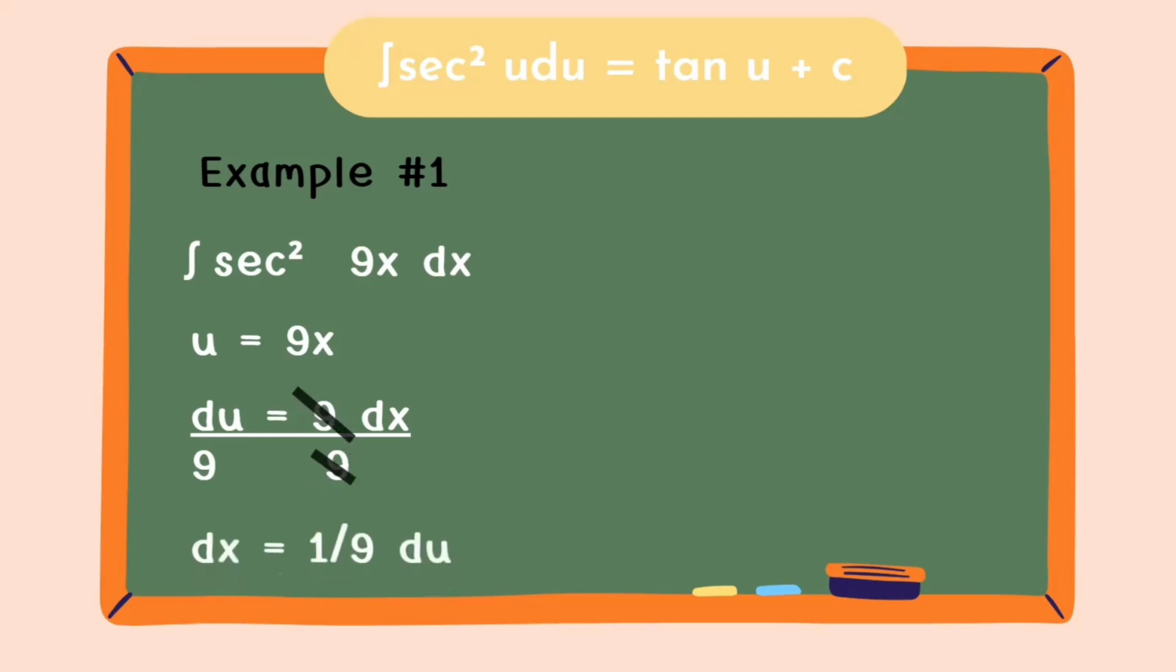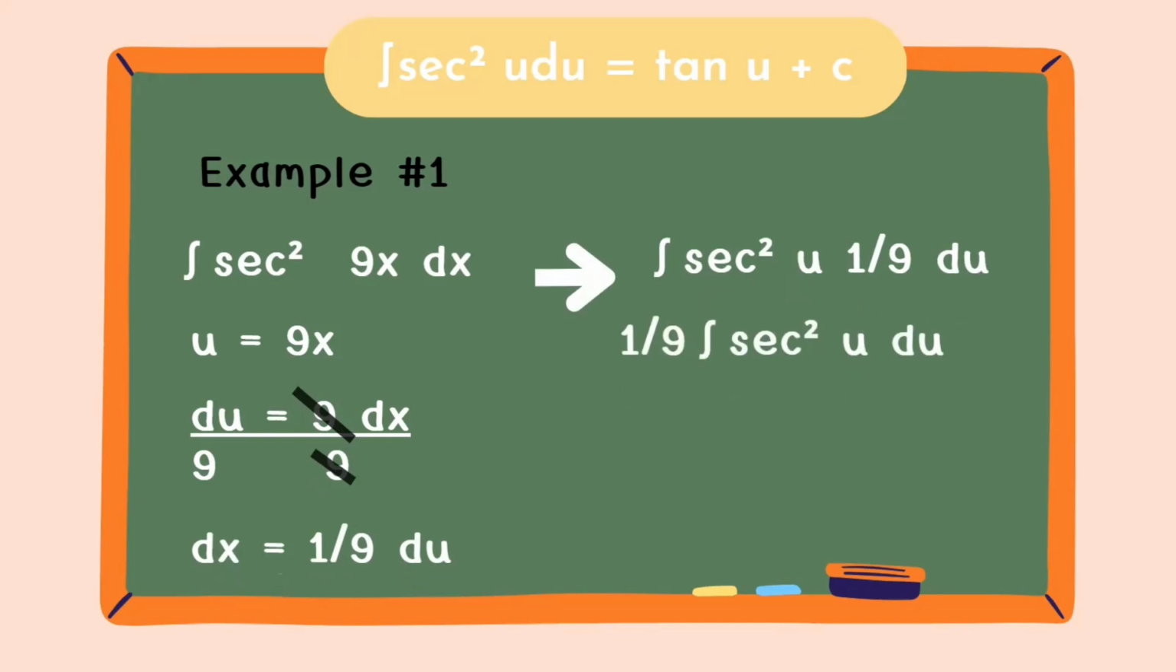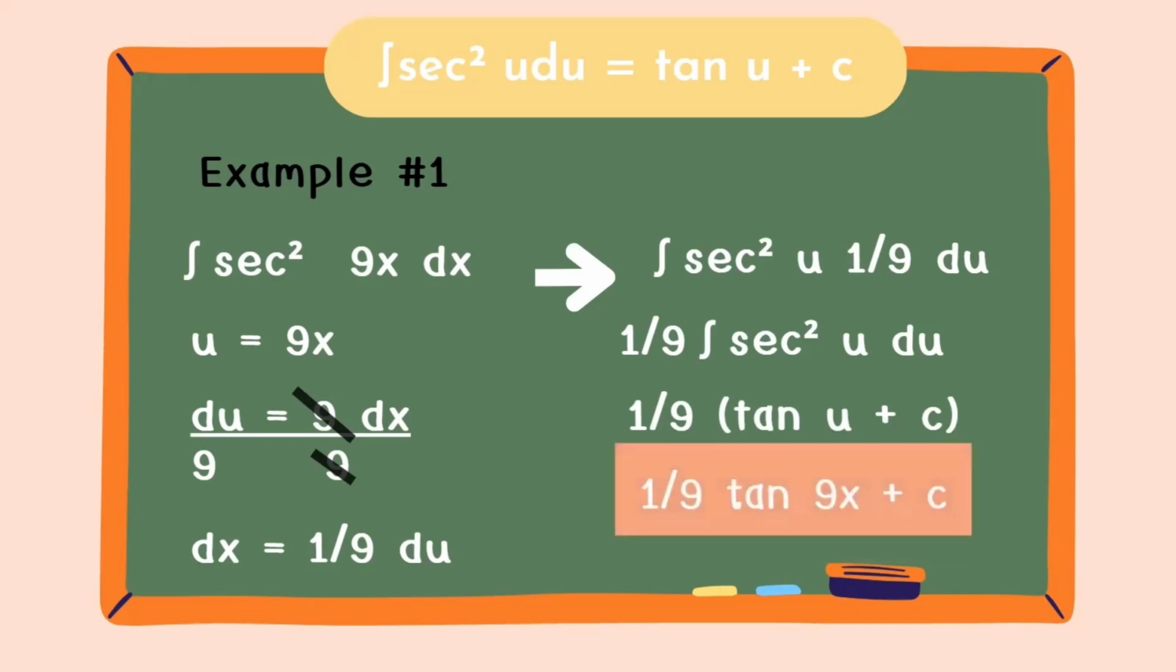And the value of our dx will be 1 over 9 du. The integral of secant squared u 1 over 9 du. And kagaya ng mga naunang example, ilalabas natin ang constant sa integral sign and magiging 1 over 9 the integral of secant squared u du siya. After that, kukunin na natin ang integral and magiging 1 over 9 tan u plus c siya. Since given na ang ating u, isa-substitute na lang natin siya sa ating final answer and magiging 1 over 9 tangent 9x plus c ang ating sagot.